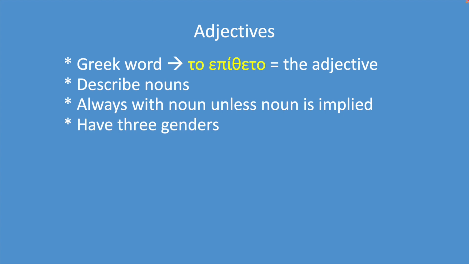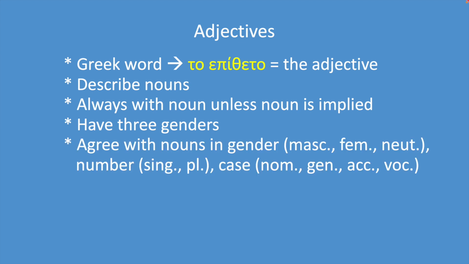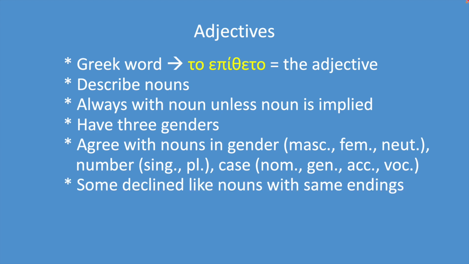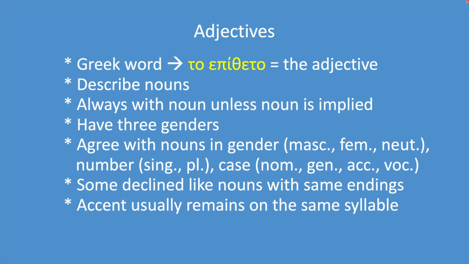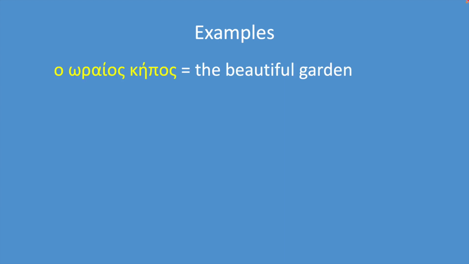Adjectives have three genders, masculine, feminine, and neuter. They always agree with the nouns that they describe in gender, masculine, feminine, or neuter, number, singular or plural, and case, nominative, genitive, accusative, or vocative. Some adjectives are declined like nouns that have the same endings. As a general rule, the accent remains on the same syllable as in the initial position, the nominative case, but there are also a few exceptions. Let's look at some examples.